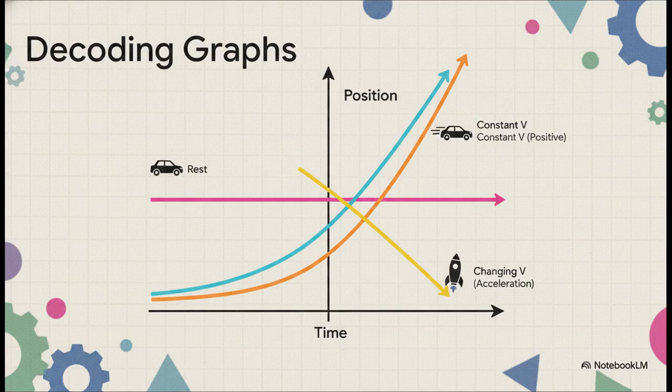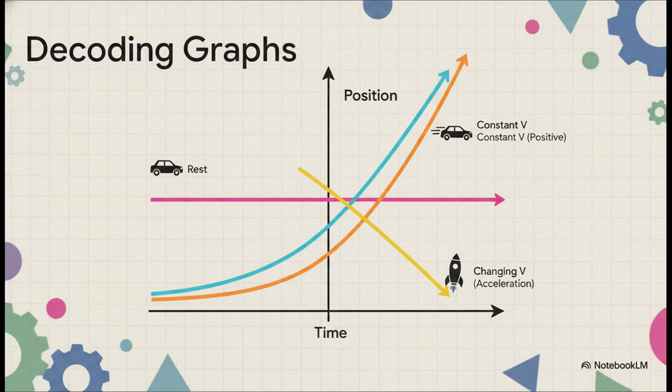So just by looking at the slope, we can read the physical reality of the object without even seeing it in real life. A perfectly horizontal line, that means a slope of 0, so the object is totally parked at rest. A straight line with a positive slope, that's cruise control, moving steadily away from the origin. A straight line with a negative slope means it's cruising back toward the origin at a constant speed. But the moment you see a curve on a position time graph, that is when things get interesting. That means the slope is changing.